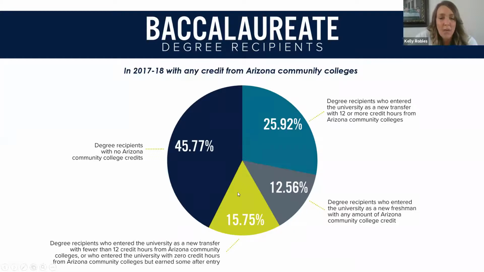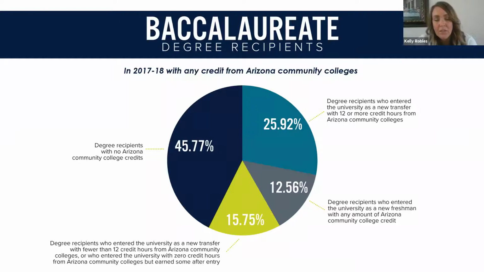This yellow one throws people off every single time. So I'm going to read exactly from the bullet point on this list, and I'll encourage you to do the same because it's really easy to get confused. 15.75% earned some credits from Arizona community colleges, either entering the university with fewer than 12 credit hours or earning college credit while simultaneously enrolled at a university. In traditional measures, these students are also never identified as a transfer student.